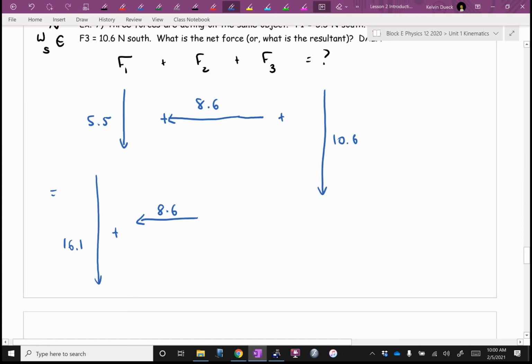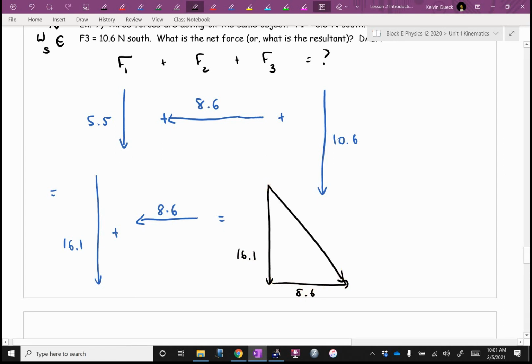So how do I add three vectors together? I don't. I add two, get an answer, and then add the third tip to tail. But if you're lucky, two of them will either be in the same direction or in opposite directions, and you can just go winner minus loser and put it into one pretty easily. Marcella, how will I draw these? How will I add these together? Draw them. So 16.1 down. 8.6 sideways.